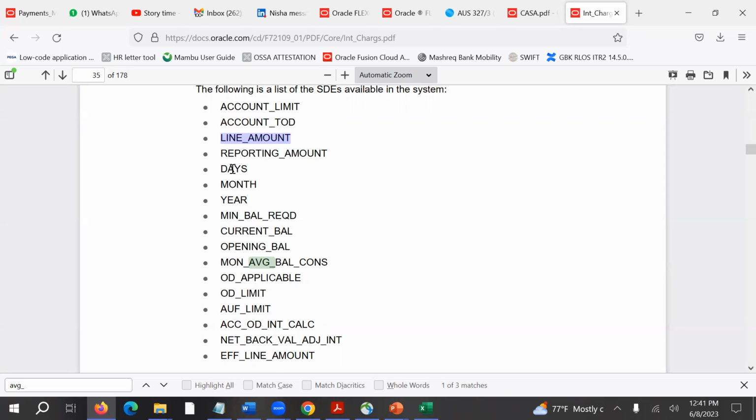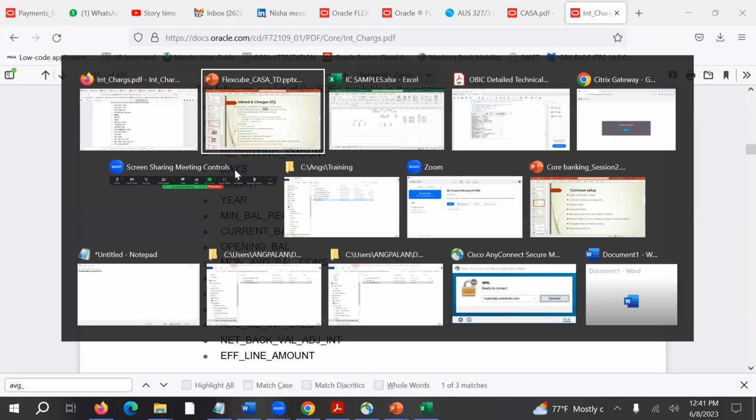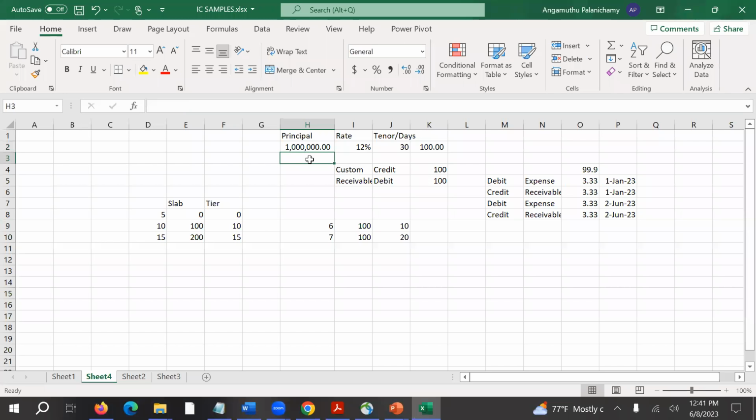Okay. And then days. This is like if I'm having the balance next day, it's 20 days. This is 10 days. So on 1st June, this is 21st June 23. So from 1st June to 20th June end of day, I had this balance. So days is 20 days.